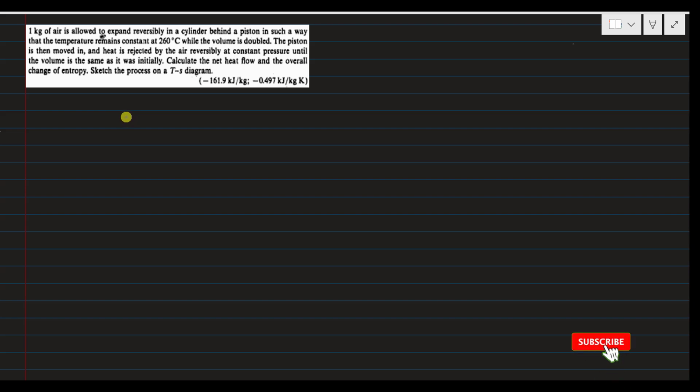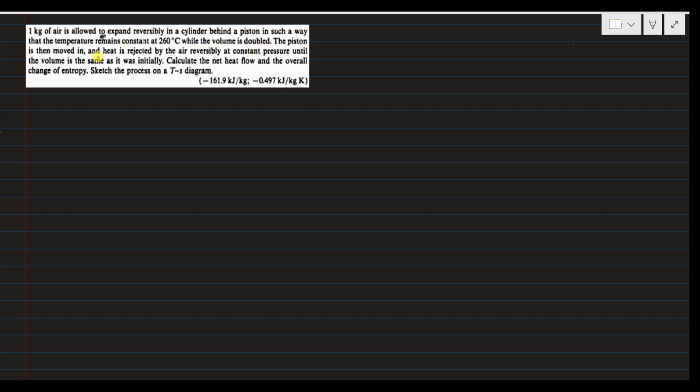Solve problem 4.7 from the book Applied Thermodynamics, McConkey and Eastop. Here is the statement. 1 kg of air is allowed to expand reversibly in a cylinder behind a piston in such a way that the temperature remains constant, that is 260 centigrade, while the volume is doubled.